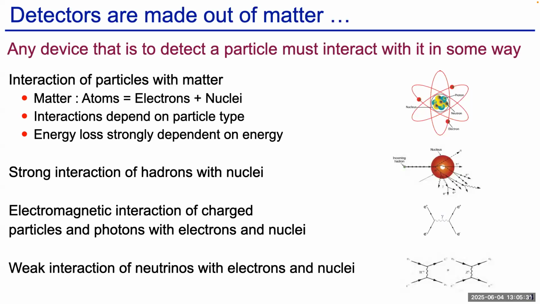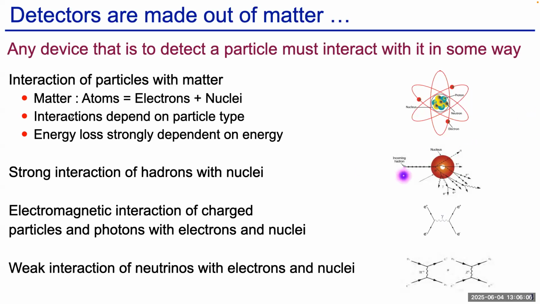And if you have to detect a particle, you must interact with matter in some way. And of course, the interaction and what dominates depends very much on the particle type and strongly also on the energy. So if you think about hadrons, hadrons dominantly interact with the nucleus itself. The electrons don't matter so much. They have an effect, we will talk about this, but for hadrons, the key is the interaction with the nuclei.